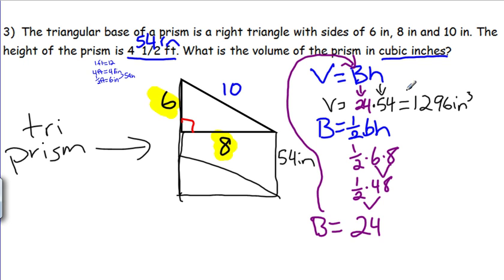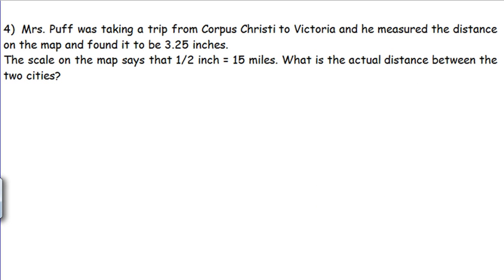Alright, 3 down, 2 more to go. Alright, Mrs. Puff. She's taking a trip from Corpus to Victoria. And he, I guess that should say she since it's Mrs. Puff. She measured the distance on the map and found it to be 3.25 inches. The scale on the map says 1/2 of an inch equals 15 miles. What is the actual distance between the two cities?